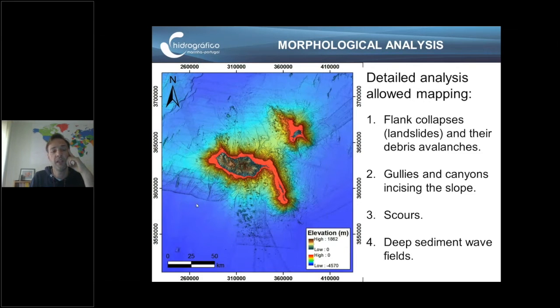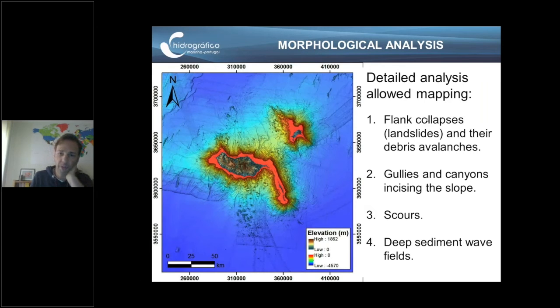As you can see, we don't see much here nor here because this is basically based on single beam bathymetry. But as you can see, the rest is very visible: the morphology of the flanks and deep slopes of the island. So looking at this, we saw 4 types of morphologies, mainly erosional, gravitational, and sedimentary morphologies.